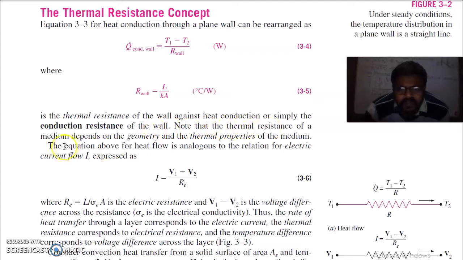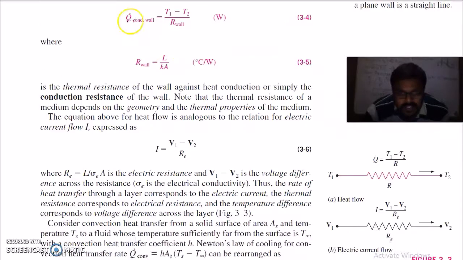Note that the thermal resistance of a medium depends on geometry and the thermal properties of the medium, which is K, and geometry includes the thickness of the wall and surface area perpendicular to the direction of heat flow. So this equation is analogous to the current, which is due to V1 minus V2, the potential difference, upon electric resistance, which is L upon sigma_e A, where sigma_e is the electrical conductivity and A is the area of the conductor. So you can see here, this is T1, T2, V1, V2.